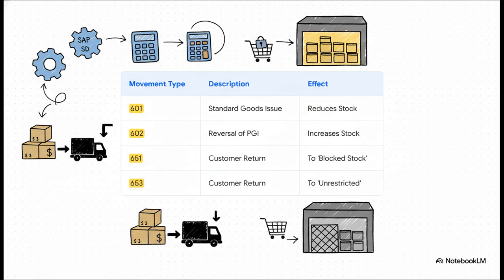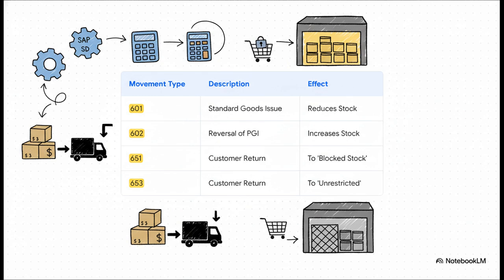So what's happening behind the scenes with that PGI click? It's all about these things called movement types. The standard one, a 601, is your everyday goods issue. It just reduces your stock. Simple. If you mess up, you use a 602 to reverse it and add the stock back.